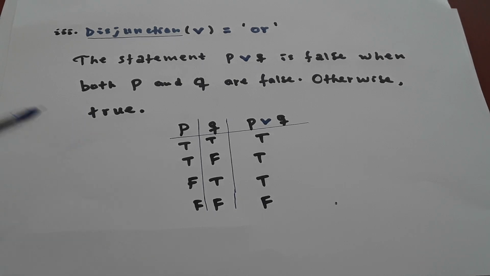Here or is used in the exclusive sense, but in propositional logic, or is used in the inclusive sense. It allows the possibility of doing both without being inconsistent. So it's pretty easy. The proposition P or Q is false when both P and Q are false, otherwise true, we mean.